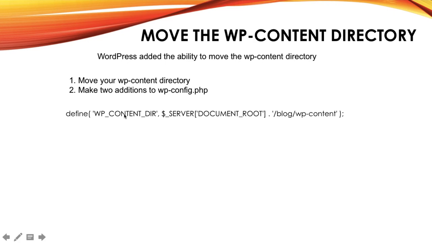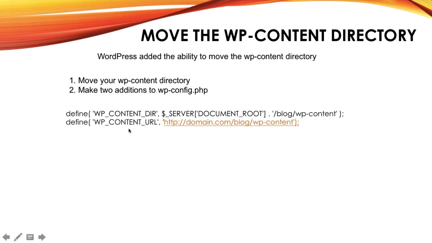Define WP_CONTENT_DIR. This is a constant, WP underscore content dir. It should be like this. And after that, you can use the global server $_SERVER variable with the DOCUMENT_ROOT parameter. And then you can put here the path where you want to move your WP content folder. Suppose you are in public_html, you can create a random name. Here you can see it's blog. You can create any random, gibberish name which cannot be translated in any language. This one is saying blog, but it can be anything. And then you can move your WP content inside that and paste the path like this here.